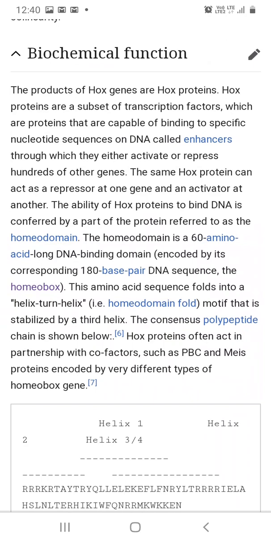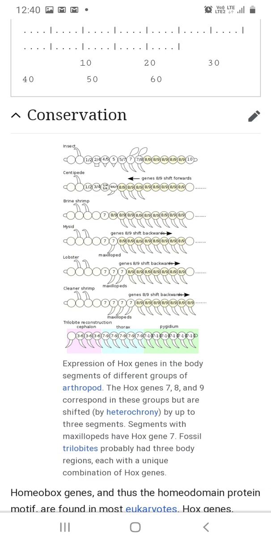Products of HOX genes are called the HOX proteins, and HOX proteins are a subset of transcription factors, which are proteins that are capable of binding to specific nucleotide sequences on DNA called enhancers, through which they either activate or repress hundreds of genes. This is a diagram showing the conservation of the HOX gene in various arthropod animals.